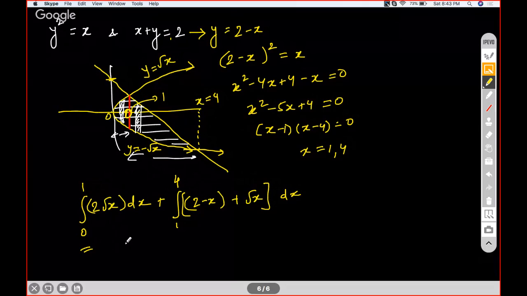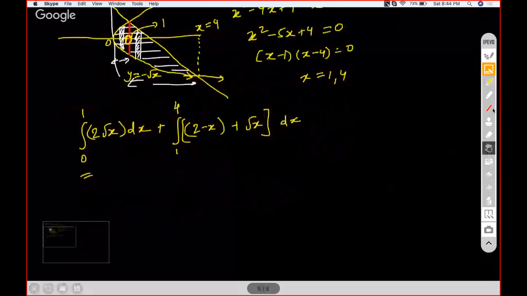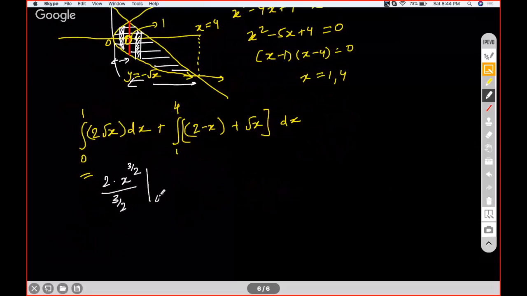Yeah, that's it. Okay, let me just perform this integration quickly. So this will be 2. Root x integration will be x to the power 3 by 2 divided by 3 by 2. So that's 4 into it. Okay, says answer 19 by 2. 19 by 2 is not in the options.